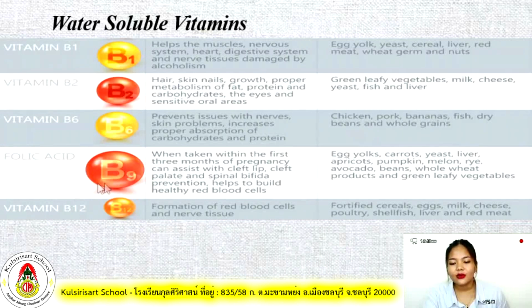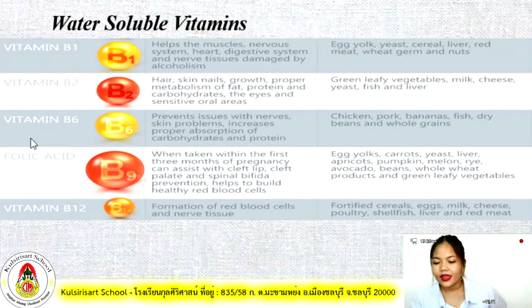Okay, and the next one is folic acid or vitamin B9. What is the function of this folic acid? When taken within the first 3 months of pregnancy, it can assist with cleft lip, cleft palate, and spina bifida. It helps to build healthy red blood cells. So if you have unhealthy red blood cells, you should take in vitamin B9 or folic acid.